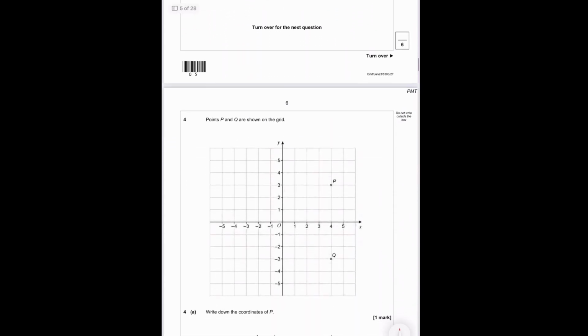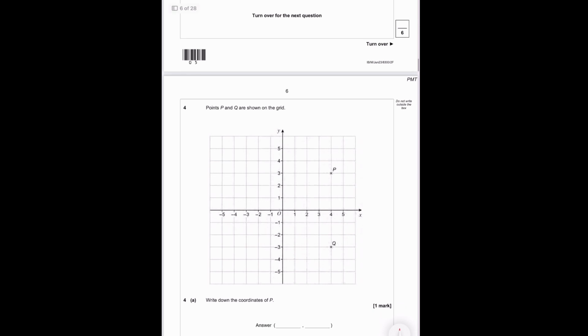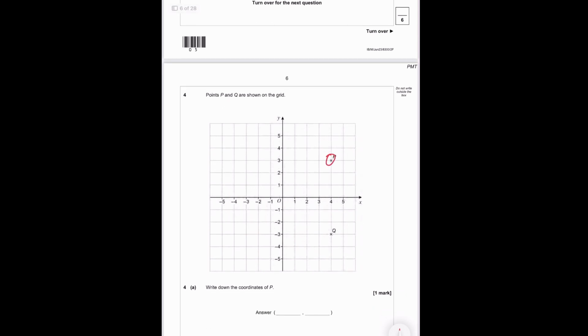Points P and Q are shown on the grid. Write the coordinates of P. Well, that's along 4, up 3, so that's 4, 3.